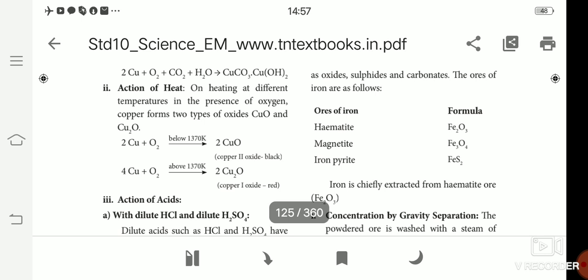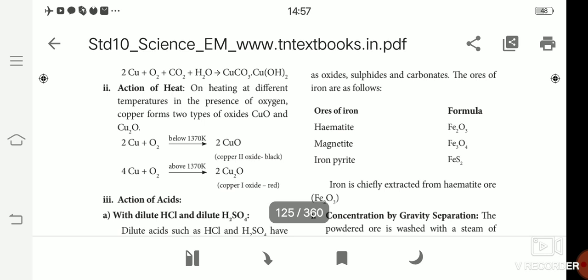Then the other reaction: copper metal reacts with sulfuric acid, H2SO4, to give the product copper sulfate, CuSO4. Sulfur dioxide gas is liberated, and a water molecule is removed in the reaction.